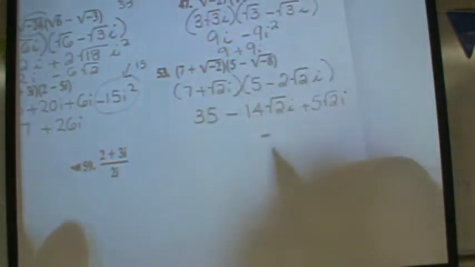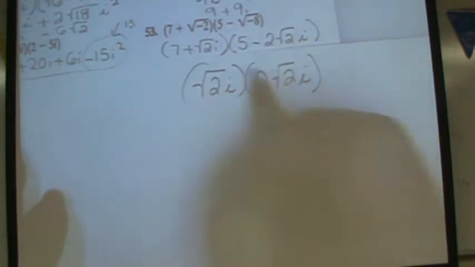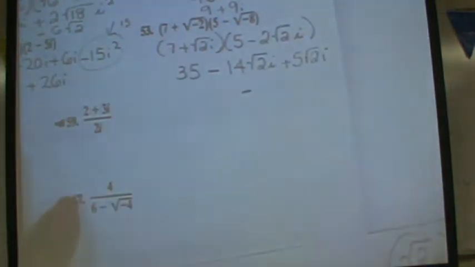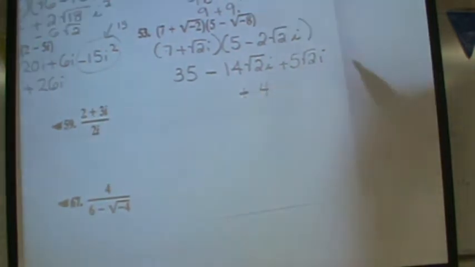Sorry, I ran out of room. You have root 2i times 2 root 2i. So the two 2's come out along with this 2, and you have 4 and then i squared. So this is equal to negative 4. But you have a negative here, so it's a positive 4.